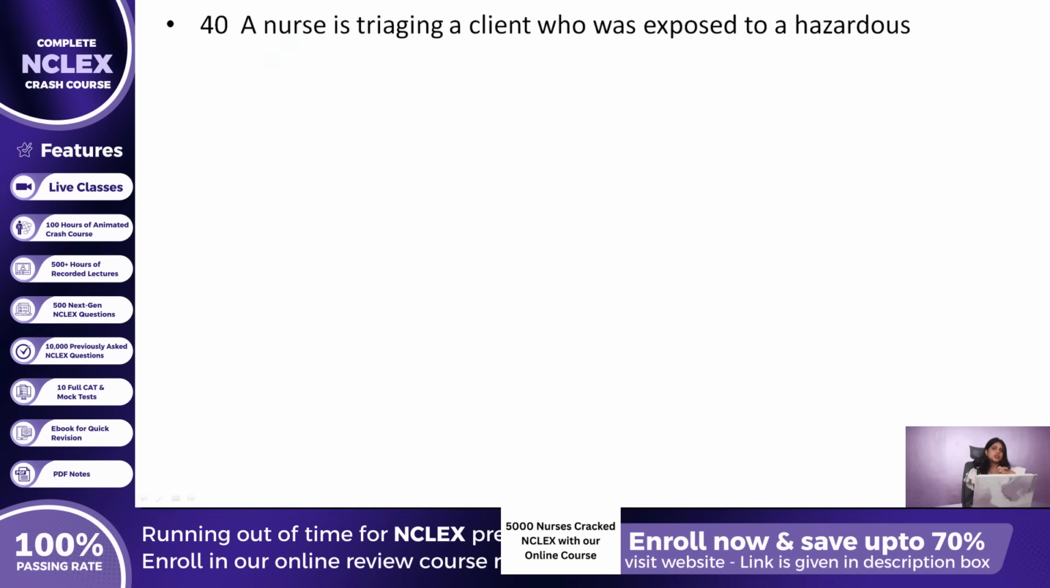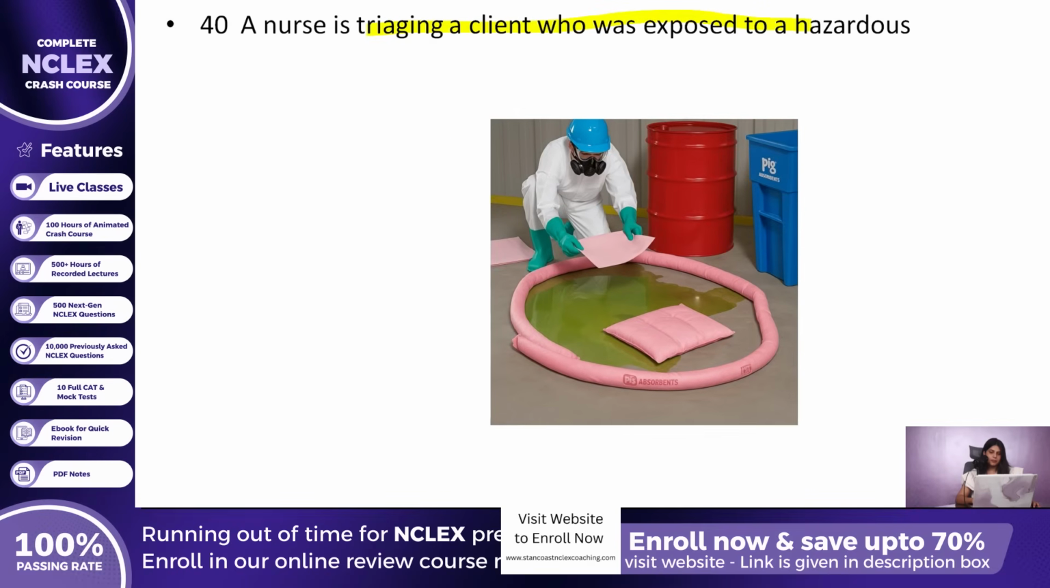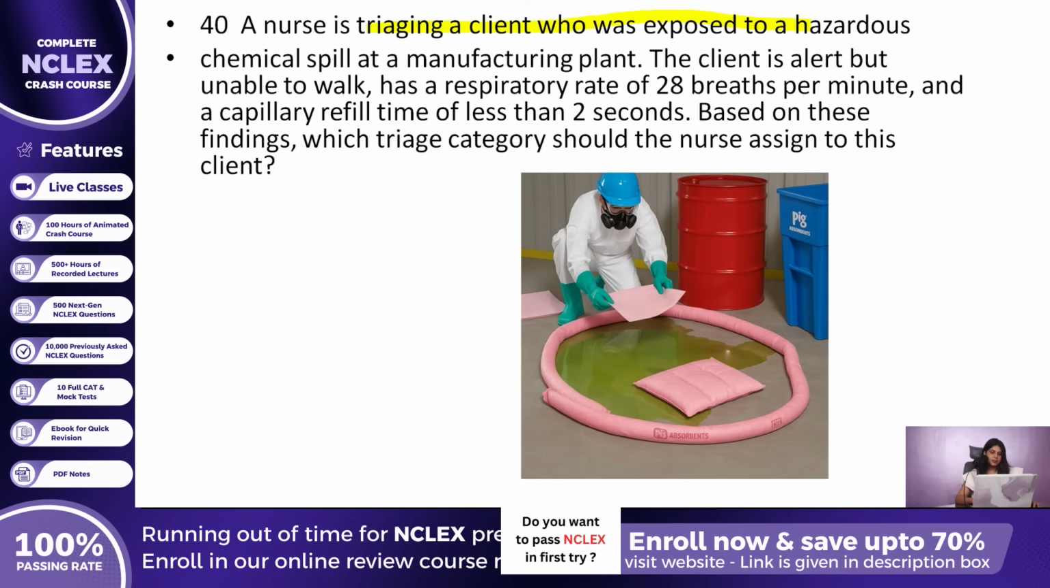Now let's move on to the next question. 40. A nurse is triaging a client who was exposed to a hazardous chemical spill at a manufacturing plant. The client is alert but unable to walk, has a respiratory rate of 28 breaths per minute, and a capillary refill time of less than 2 seconds. Based on this assessment, which triage category is most appropriate?